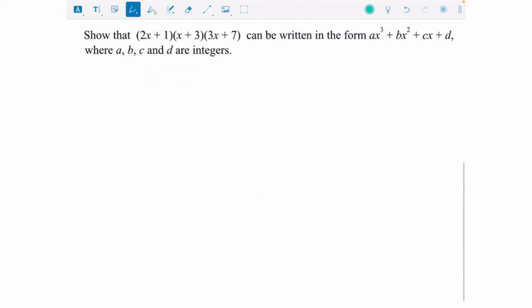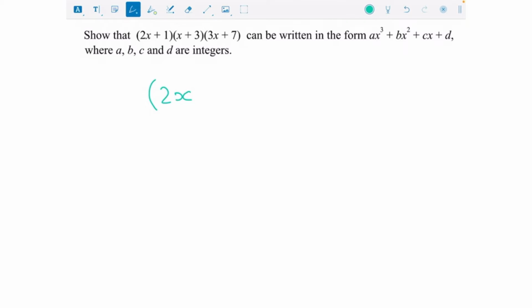For the second question, I've gone more challenging. Now, rather than show you 2 brackets, we'll see 3 brackets as part of this question. So we're going to show that these 3 brackets multiplying together can be written in the form ax cubed add bx squared add cx add d. So a, b, c and d are just going to become numbers when we work this out. So let's multiply this out.